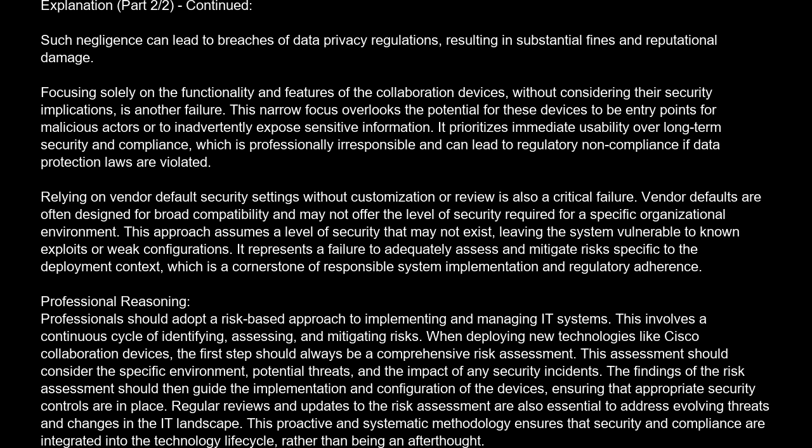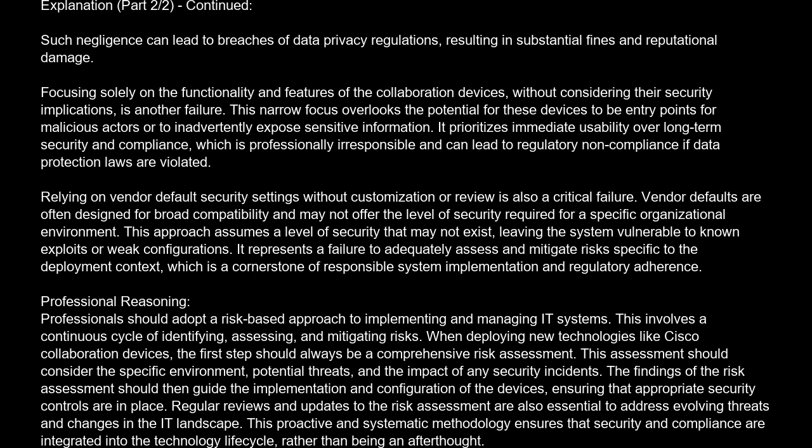Relying on vendor default security settings without customization or review is also a critical failure. Vendor defaults are often designed for broad compatibility and may not offer the level of security required for a specific organizational environment. This approach assumes a level of security that may not exist, leaving the system vulnerable to known exploits or weak configurations. It represents a failure to adequately assess and mitigate risks specific to the deployment context, which is a cornerstone of responsible system implementation and regulatory adherence.